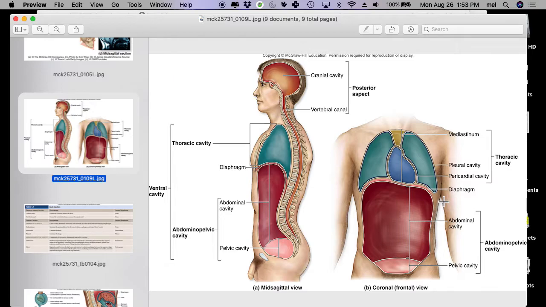Good? Okay. All right, so let's pick this apart a little bit. Which of these two statements is true? The mediastinum contains the pericardial cavity, that's A, or the pericardial cavity contains the mediastinum. A is true. Yes? Does that make sense? So it is within this space called the mediastinum. Does that make sense to you?